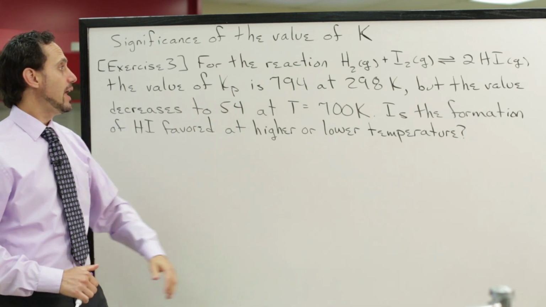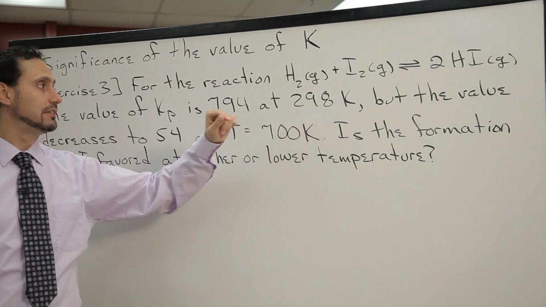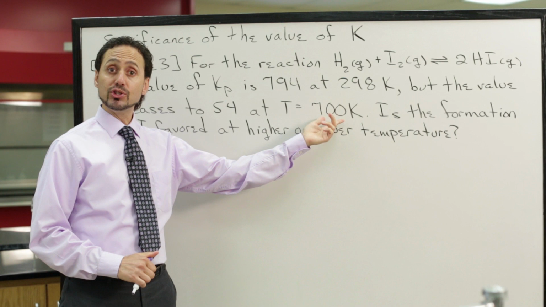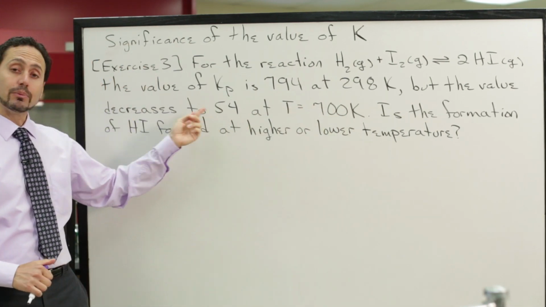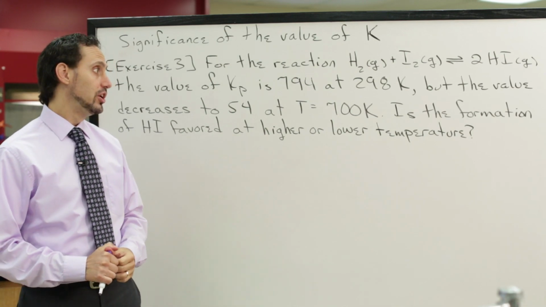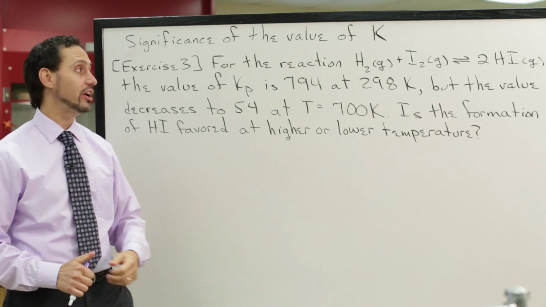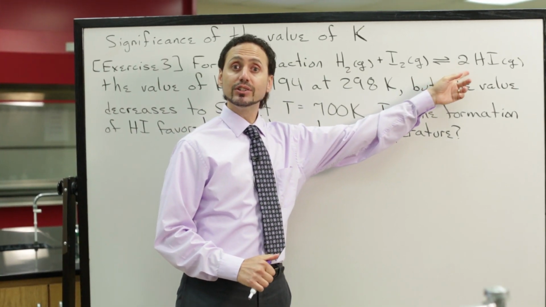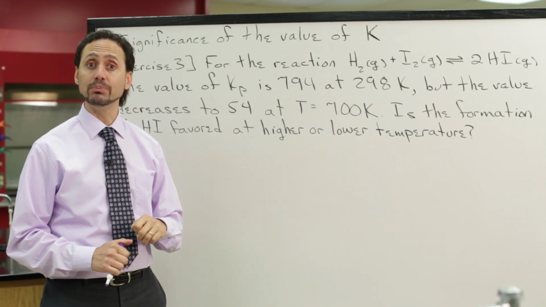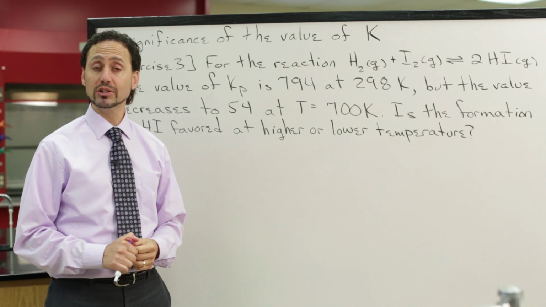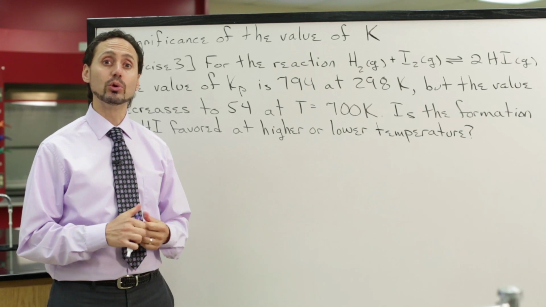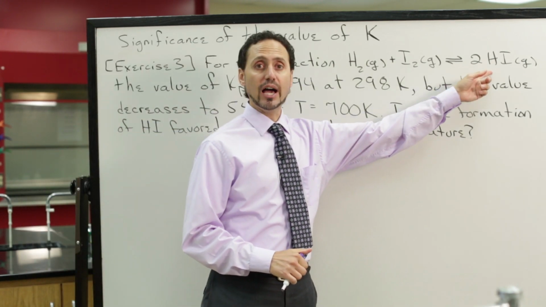and you find that it has different values for the equilibrium constant. At room temperature, 298 Kelvin, you see that the equilibrium constant is 794. But if you raise the temperature to 700 Kelvin, the equilibrium constant decreases to a value of 54. So, should you tell your boss that you need to carry out the reaction at a higher temperature to make more hydrogen iodide gas? Or do you need to have the reaction take place at about room temperature, or even perhaps a cooler temperature to get more hydrogen iodide gas? Which temperature is the more favorable temperature to produce hydrogen iodide?